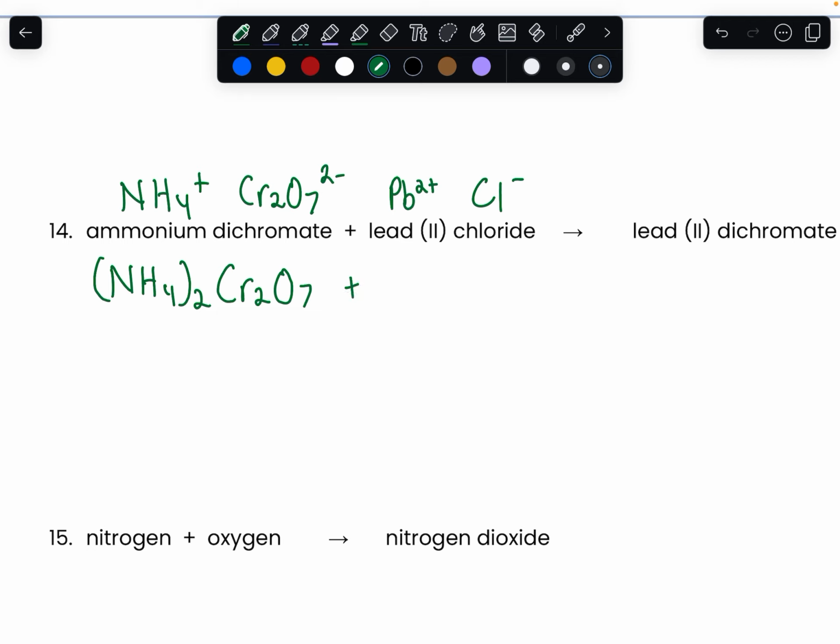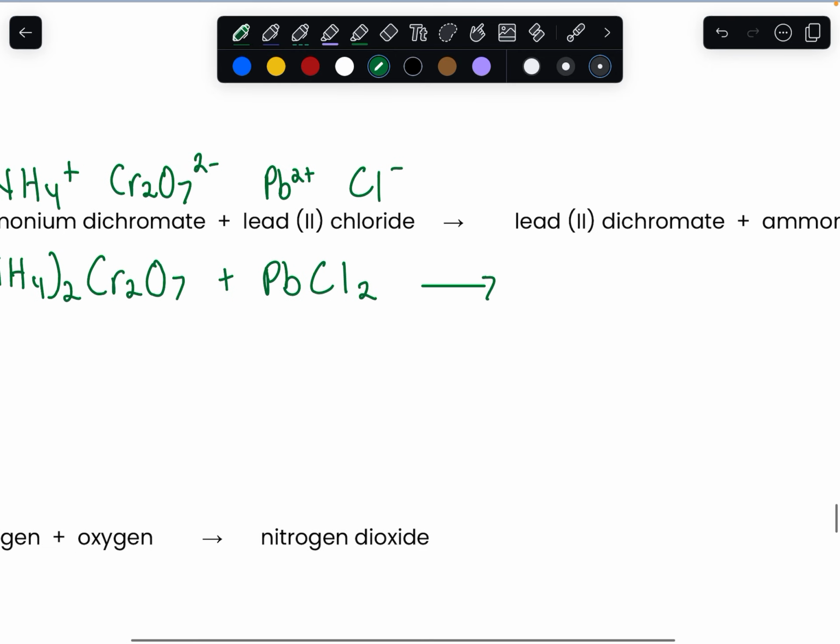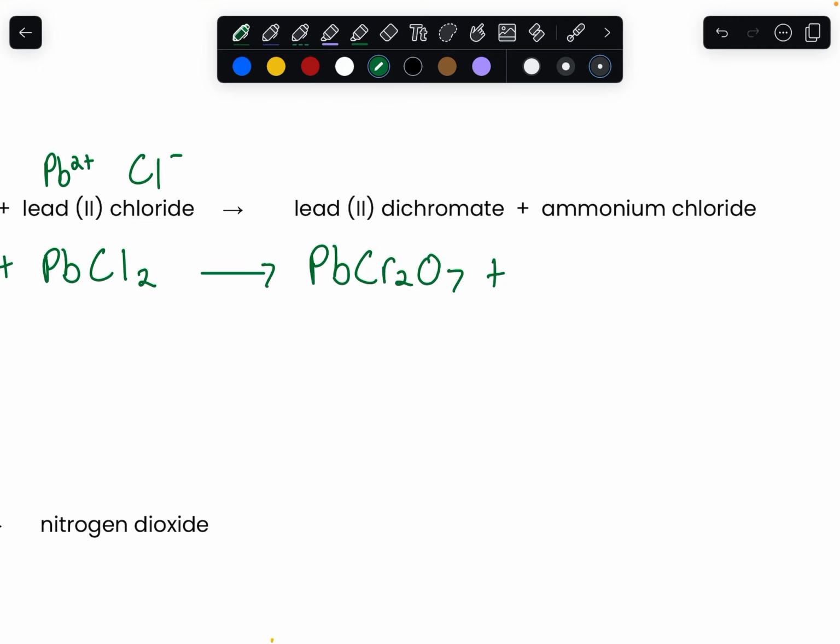Lead chloride, so we have Pb. A lot of students will be tempted to say PbCl, but look here, we have a -1 charge and a +2 charge. So that means we have to have 2 chlorines there. Finally, we are going to do the other side. We're going to make lead dichromate. Lead 2 means that the charge is +2, and dichromate has a -2 charge, so we're just going to put those 2 together. Finally, we have ammonium chloride. Ammonium has a +1 charge, as you remember. Chlorine, as an anion, has a -1 charge. So we're just going to put a chlorine and ammonium together.